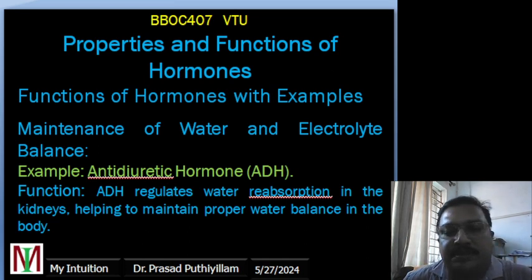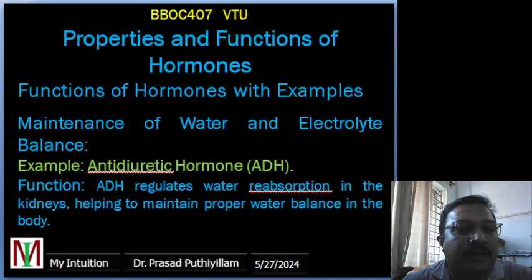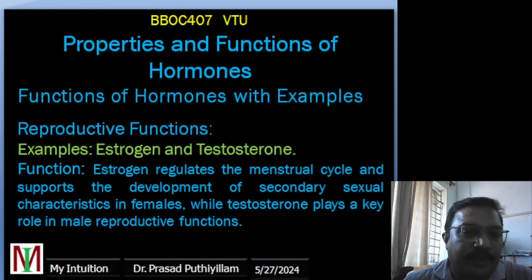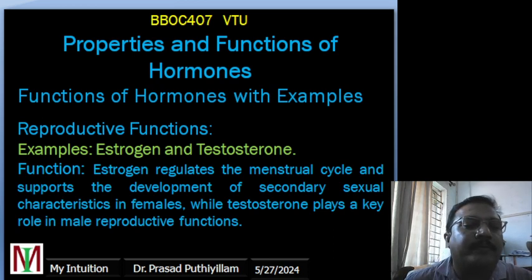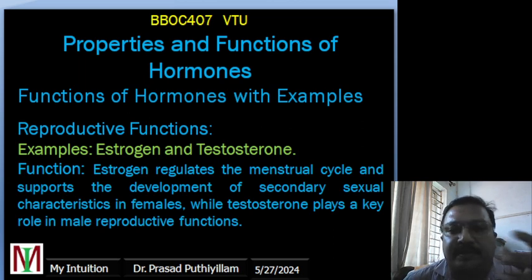Next comes the next function, that is reproductive functions: estrogen and testosterone. Estrogen is primarily produced by the ovaries in females. Estrogen regulates the menstrual cycle. It supports the development of the secondary sexual characteristics, such as breast development. It also maintains the reproductive tissues.